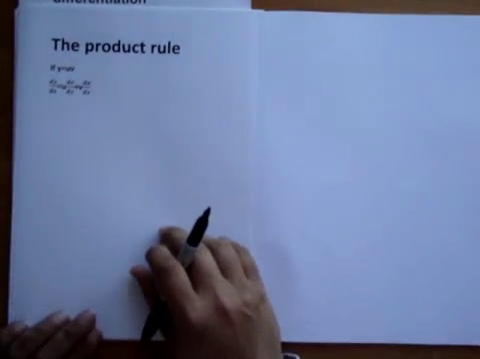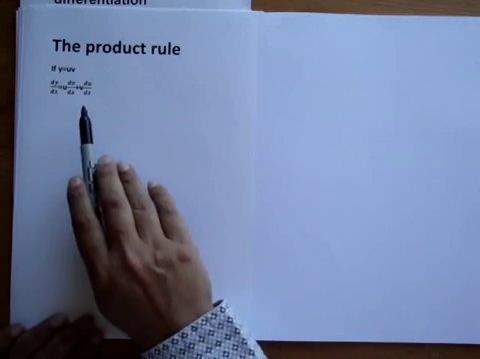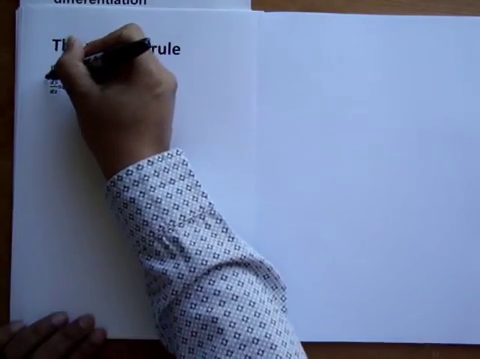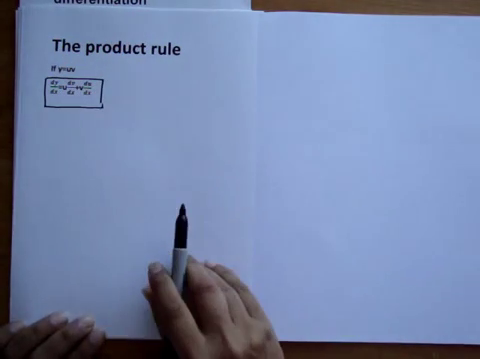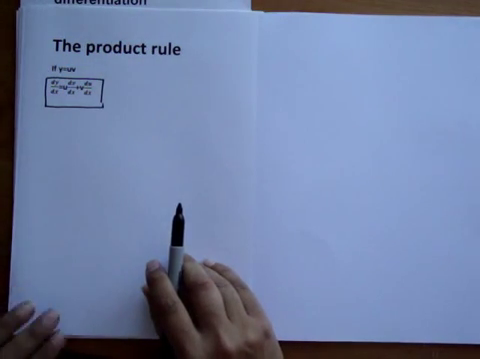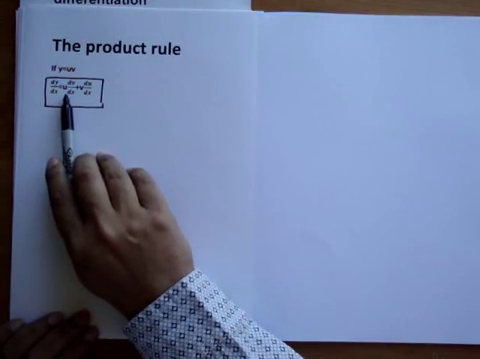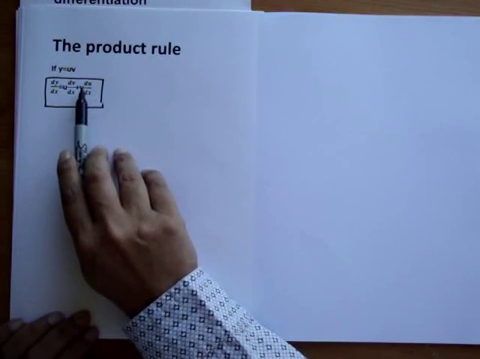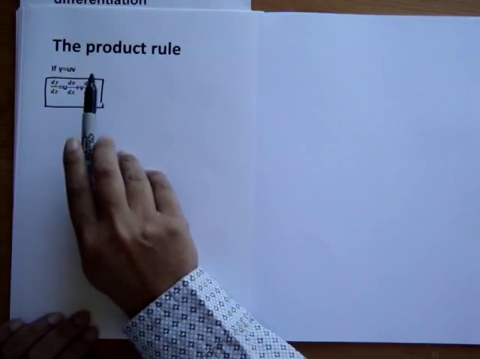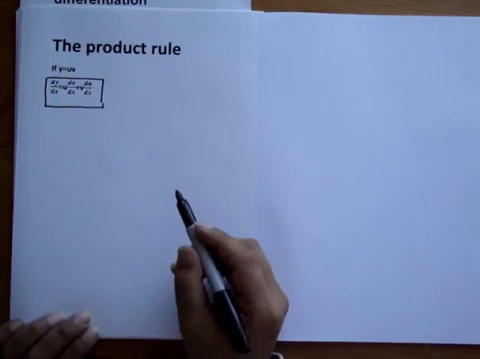To differentiate a product when two terms are multiplied together, say if one term is u and one term is v, then this is the product rule. And what that says is we get the first term and multiply it by the derivative of the second term. We get the second term, leave that alone, and multiply it by the derivative of the first term.